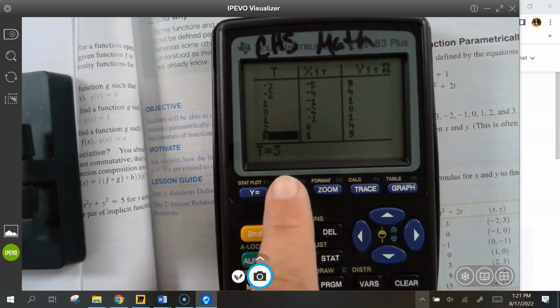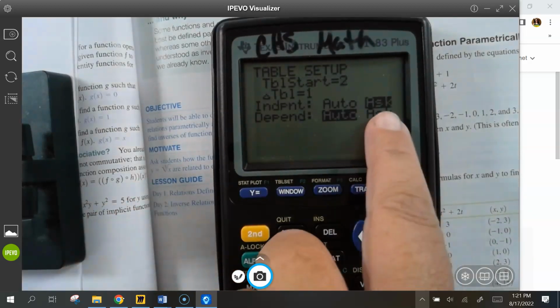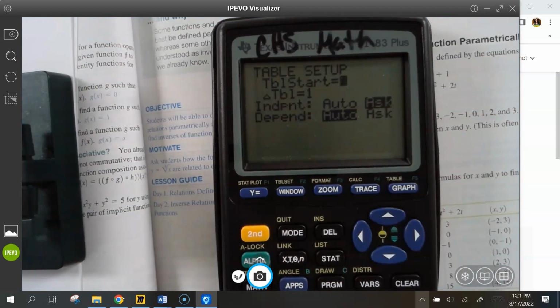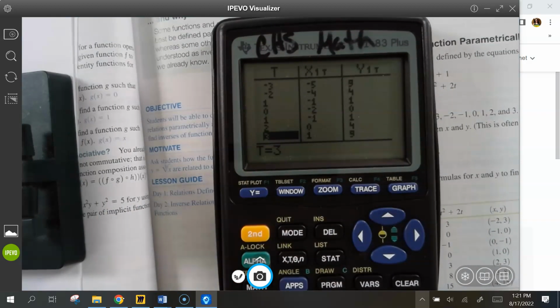Go second window and make sure that says ask right there. No, the first one says ask, the second says auto. And now second graph, and you should be able to input any value and hit enter, and it gives you the x and the y. Yeah, you have to type them. Whatever numbers you want. So I did -3, enter. -2, enter. If I want to do 10, enter. It does, but then you can't go in between if you want certain values. That's why I like ask.